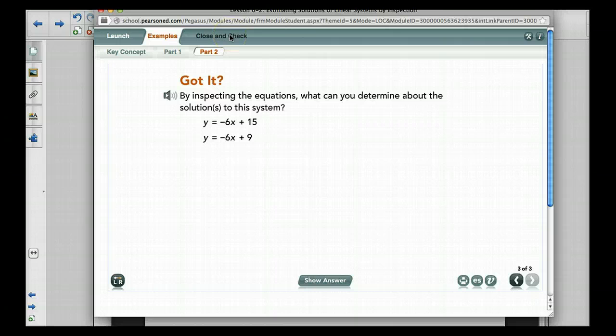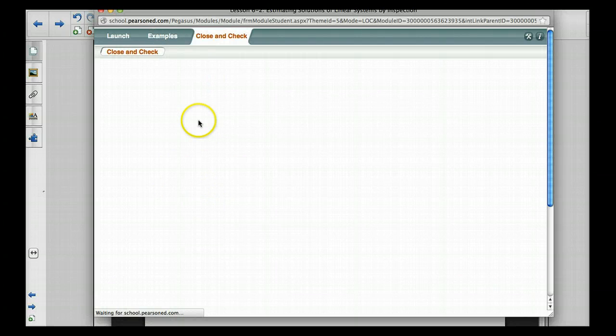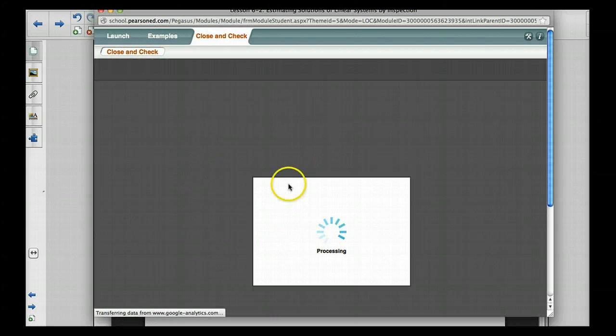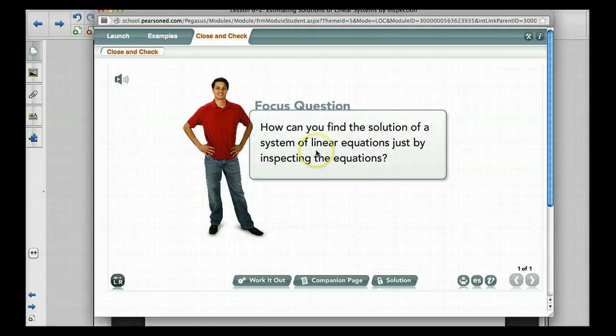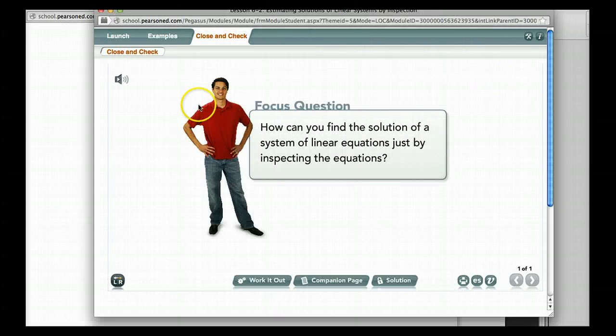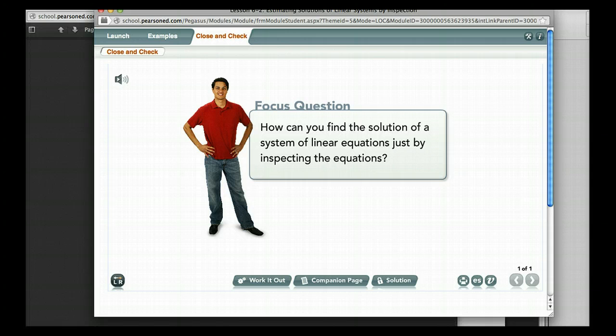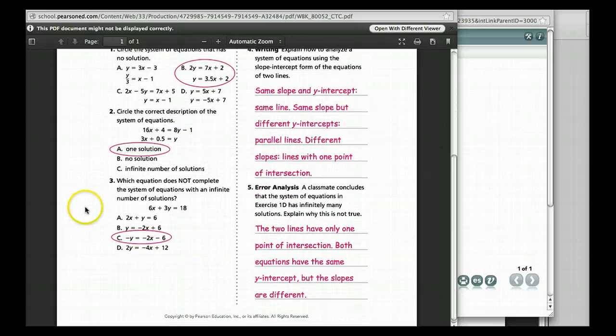All right, last part. So we click our close and check here on our window. And again, they're going to come up with that question. How can you find the solution of a system of linear equations just by inspecting? And if we click solution, we'll see the answers on page 133. If you need help, please use this. Try and solve it on your own, but if you need help, use that answer page. Try and work these out on page 133. Again, here's that answer page that should have popped up.